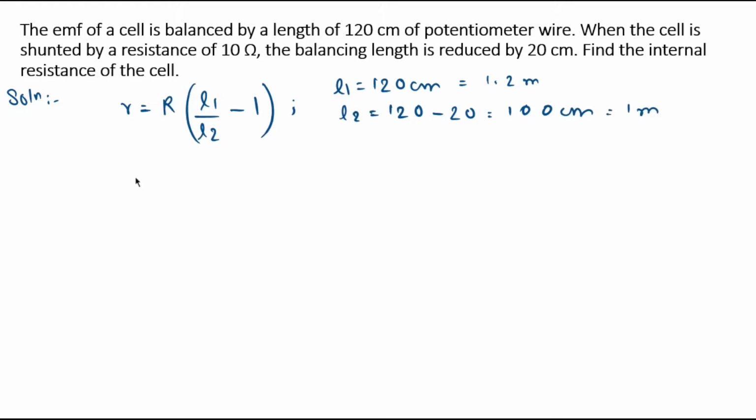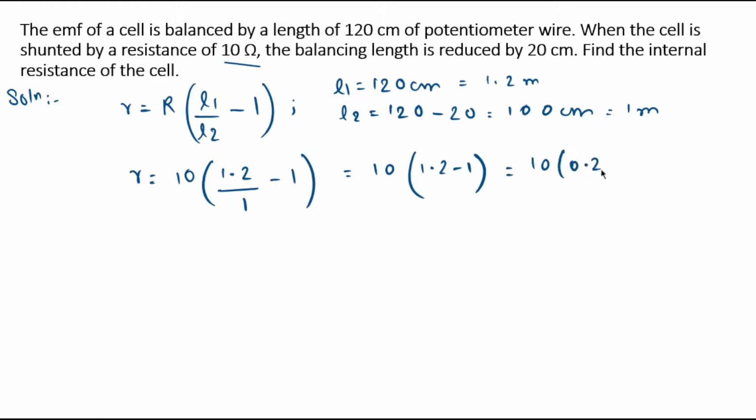So let's calculate the internal resistance. So r will be, resistance is given to us as 10 ohms. 10 into (1.2 divided by 1 minus 1), which is 10 into (1.2 minus 1), which is equal to 10 into 0.2, which is 2 ohms. So the internal resistance is 2 ohms. Let's look at the next sum.